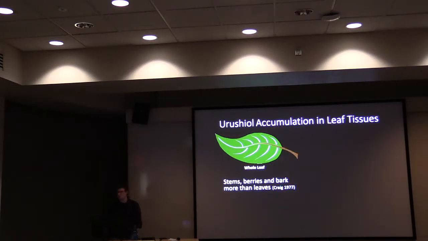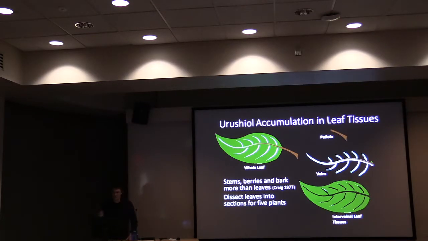And the first was a really simple idea of where specifically in the leaf does urushiol accumulate. Some work that had been done in the past would suggest that in general stems, berries, and bark accumulate more urushiols than leaves, but nobody had done anything like this where they dissect leaves into discrete sections of the petiole, veins, and the interveinal leaf tissues, and then analyze those sections specifically for urushiol accumulation. To measure urushiol accumulation, we did that through GC-MS.